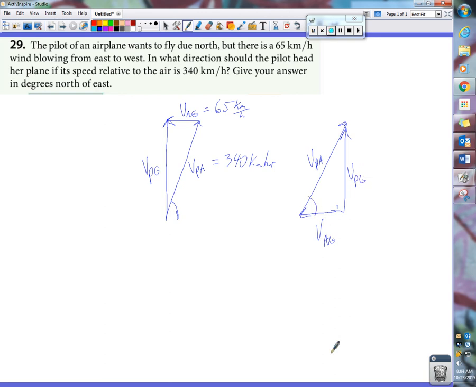And we want to know that angle, and we know this side is 65, and this side is 340. This is the same thing as that. I just drew it slightly differently. So since it is a right triangle, we can figure out any unknown sides if you wanted to. So this is 340.